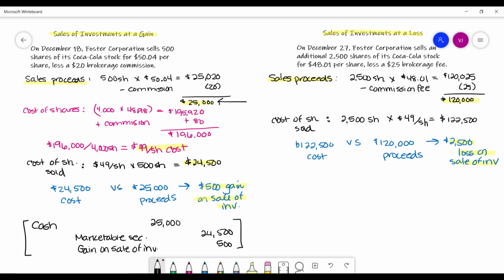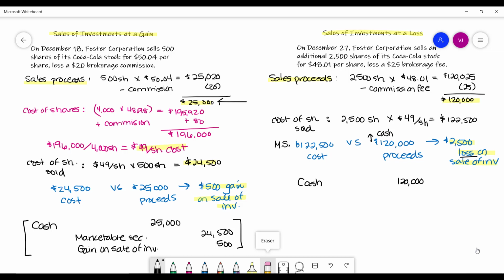So to journalize this, the proceeds, that's how much my cash is going up. The cost, that's how much you want to adjust marketable securities for now that you sold some shares. And the loss in this case also needs to be journalized. So we're going to debit cash for $120,000. That's how much cash went up, that's how much we overall received in cash for this sale.